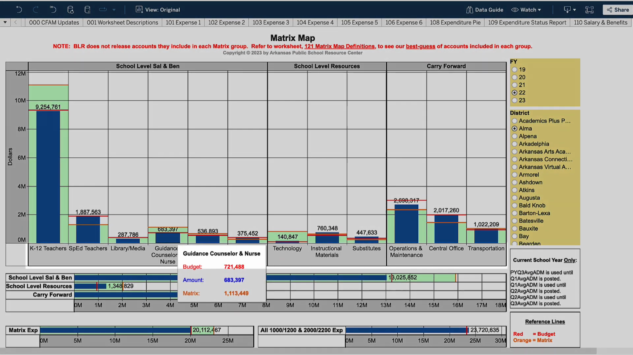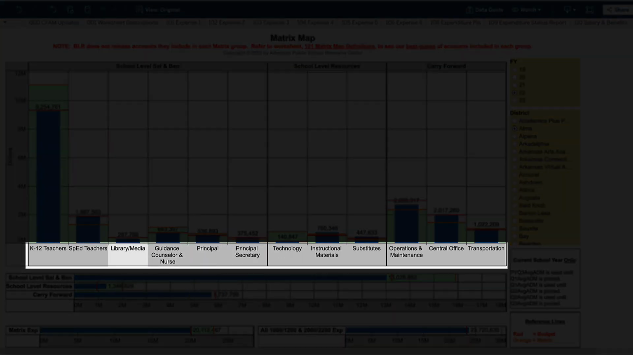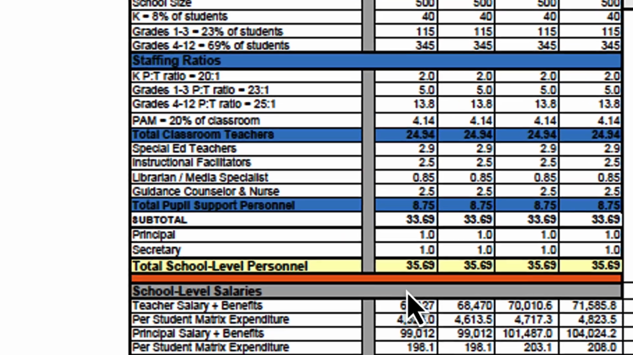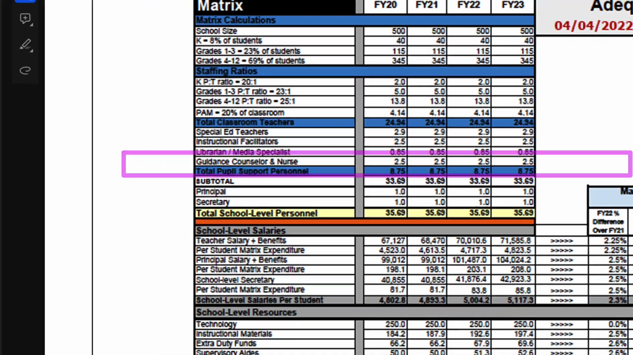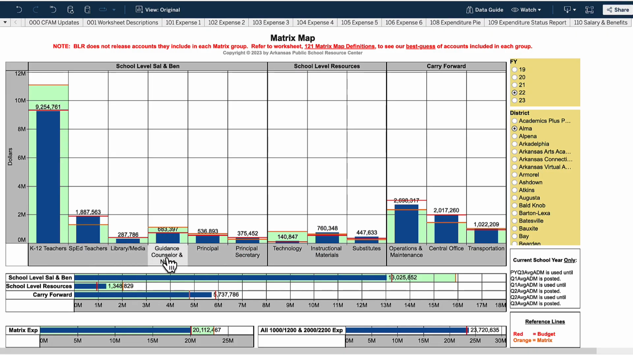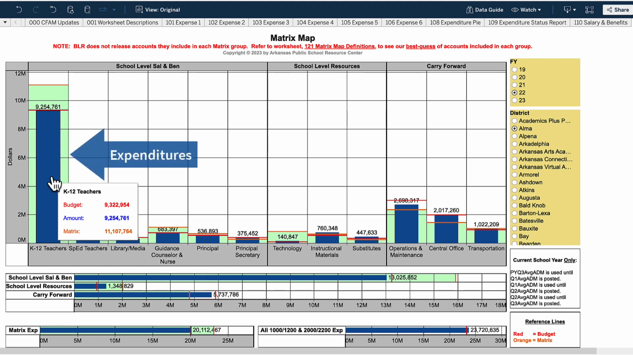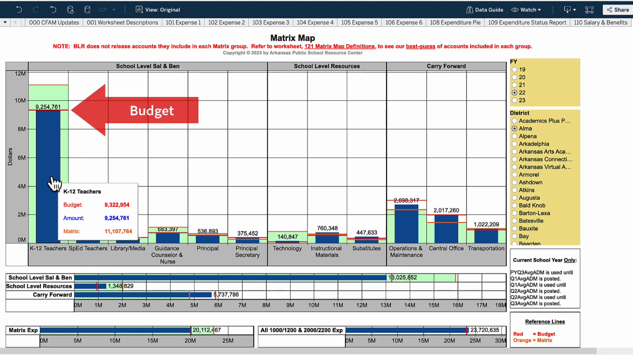For example, if you don't see one of the categories down here in the matrix, for example, I think instructional facilitators are in there at some point. If you don't spend any dollars on instructional facilitators, then it won't show up. If you don't spend any money on library media specialists, then that category will not show on your matrix map. The way the matrix map works is this. There'll be a bar that shows in blue the amount of money you spent on K-12 teacher salaries. The red line is what you budgeted.